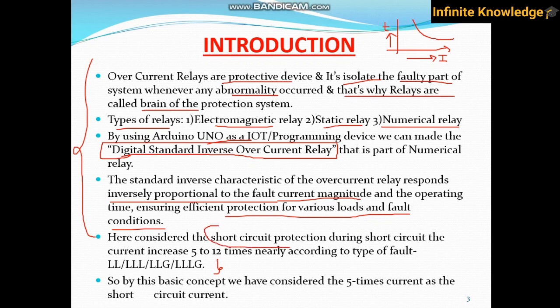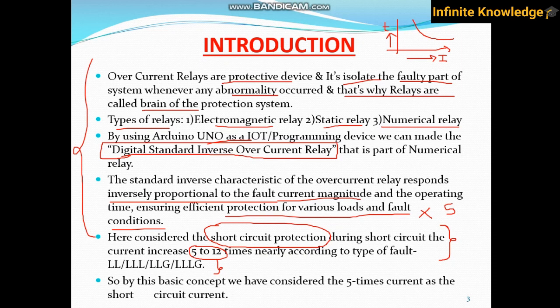Short circuit protection is also covered by this relay. Usually, during a short circuit condition, your current is 5 to 12 times your normal current, or your overcurrent. So whenever the current in the system increases to 5 times the normal current, it will trip your system. It will give the command to the circuit breaker to trip instantly. It's a very fast way.